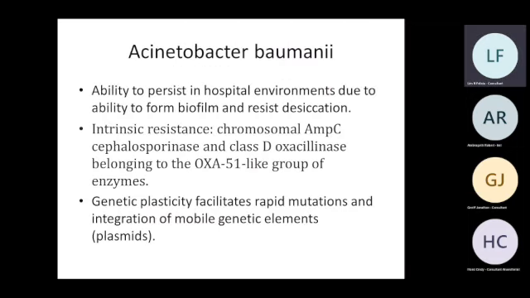It's very able to resist desiccation. It persists in the hospital environment, and it can form biofilm, again, like Pseudomonas. So you're getting a bit of a theme here. The bugs that cause the most problems are those that can form biofilms, and those that are able to mutate and evade antibiotics very quickly and upregulate the resistance mechanisms.